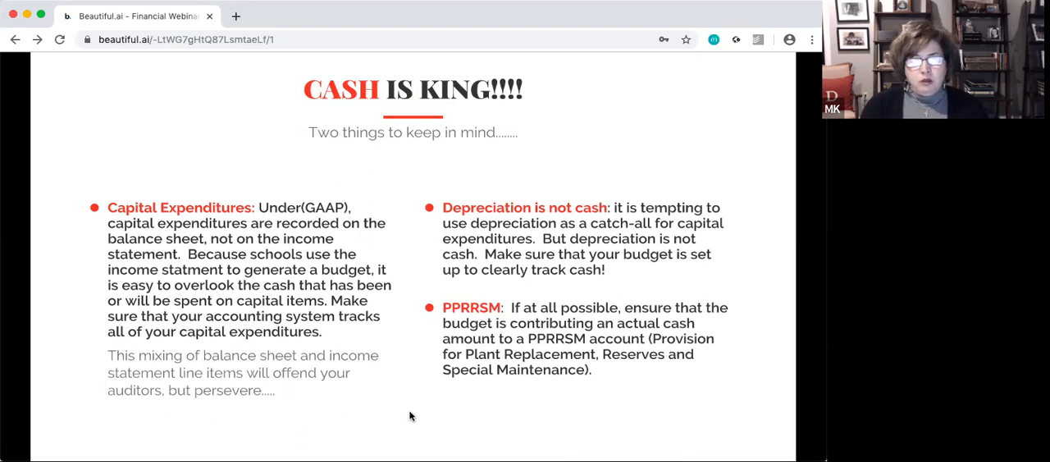I'm not an accountant. I do have some accounting experience, but I have found frustration at times with accounting because there are rules that you have to follow. And one of those rules under GAAP is that capital expenditures are on the balance sheet. They're not on the income statement. But when we use the income statement to generate a budget, it's easy to forget about the capital expenditures that you need to plan for.